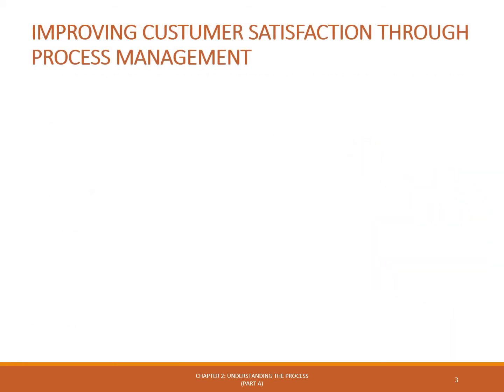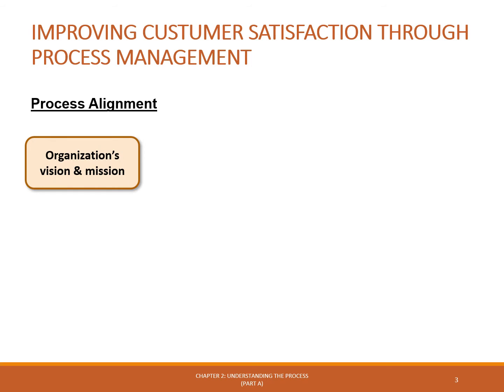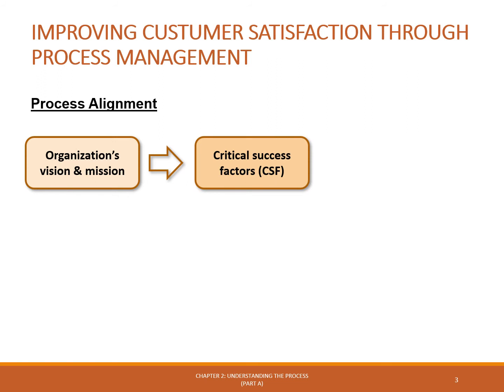We start with some basic notions of process management and how we should carry out process management in order to achieve our main goal, which is improving the customer satisfaction. Here is an approach to improvement based on what we call process alignment, starting with the definition of the organization's vision and mission, then the establishment of the critical success factors, which are quantifiable metrics that should be very well aligned with the customer satisfaction requirements. And lastly, we should go ahead and break down the core process links by mapping out all process steps.